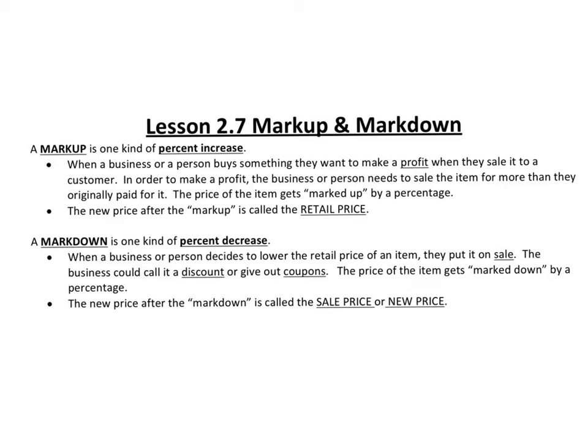A markdown is one kind of percent decrease. When a business or person decides to lower the retail price of an item, they put it on sale. The business could call it a discount or give out coupons. The price of the item gets marked down by a percentage. The new price after the markdown is called the sale price or new price.